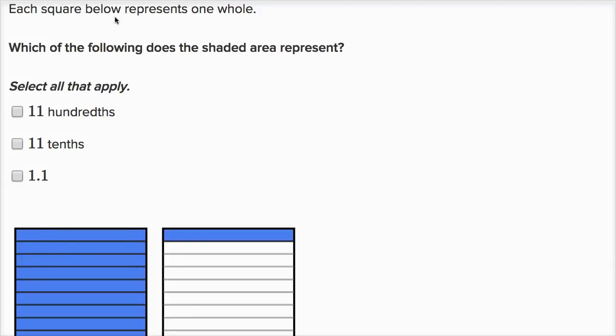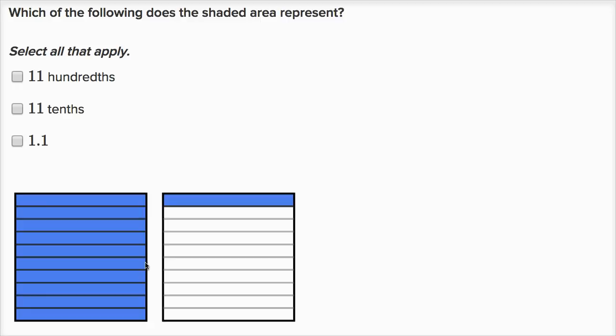We're told that each square below represents one whole. So this big square right over here is a whole, and then this big square over here is another whole. Then they ask us, which of the following does the shaded area represent? Select all that apply. So let's see, the shaded area is shaded in blue.